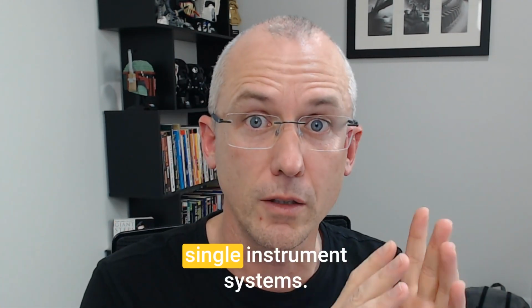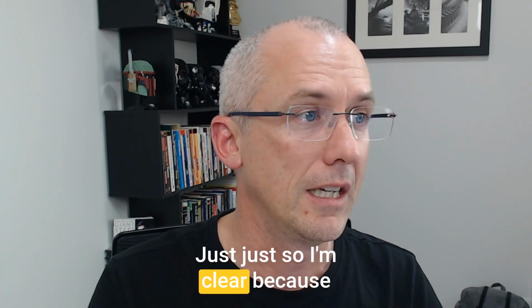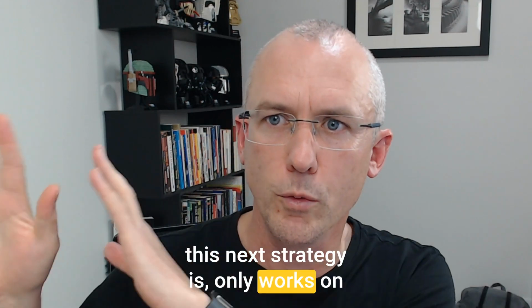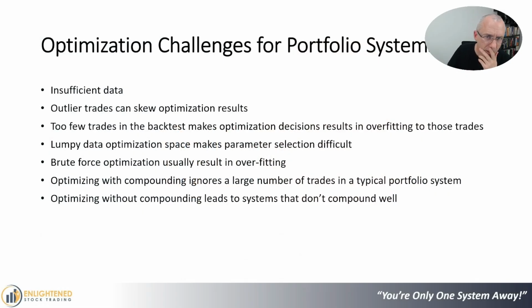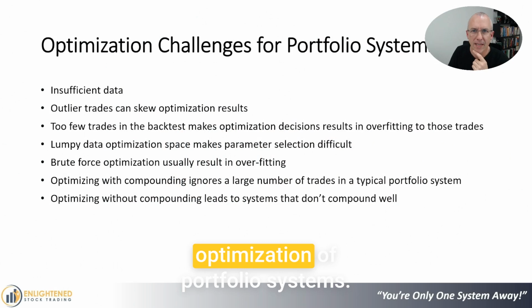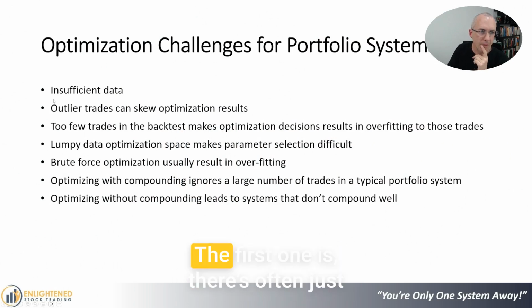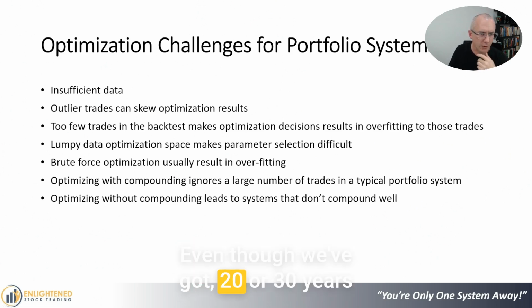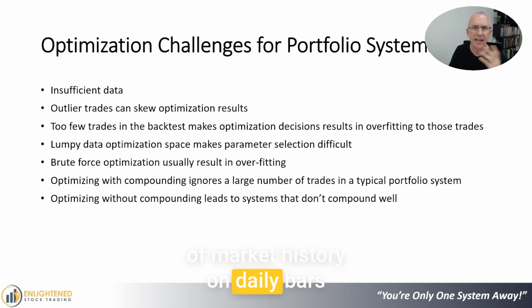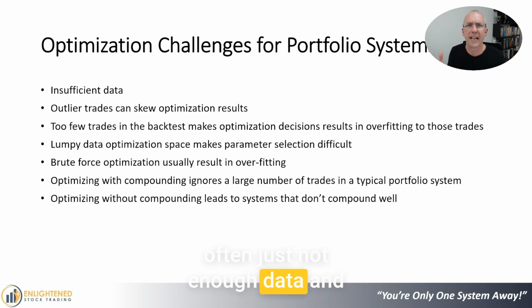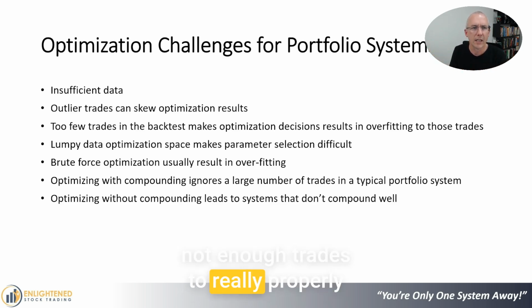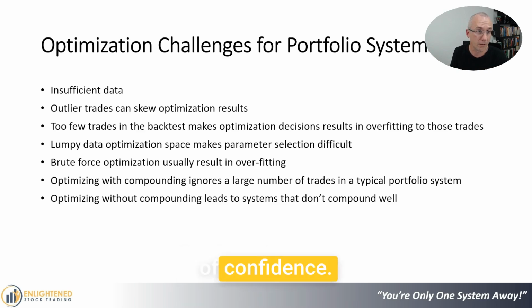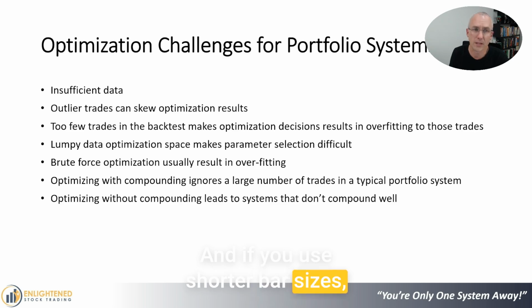Okay, so I'm talking about portfolio systems. I'm not talking about single instrument systems, just so I'm clear, because this next strategy only works on the portfolio side. So there's a couple of challenges for optimization of portfolio systems. The first one is there's often just insufficient data. Even though we've got 20 or 30 years of market history on daily bars for many markets, there's often just not enough data, not enough trades to really properly develop the system with a high degree of confidence. And if you use shorter bar sizes or shorter time frames, then that can definitely be a problem as well.